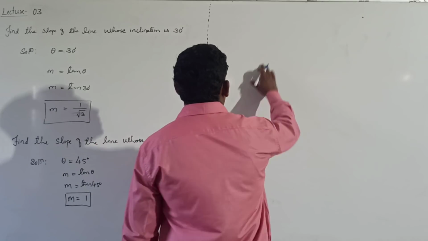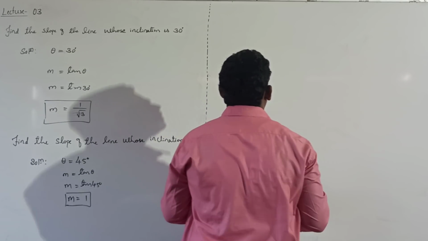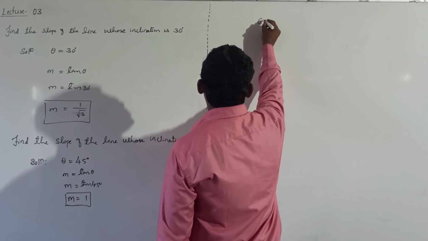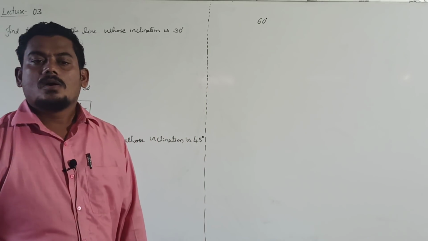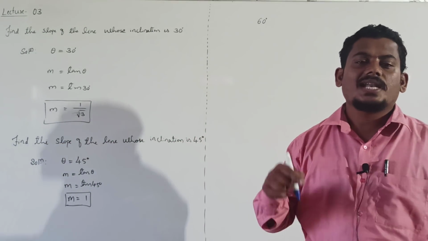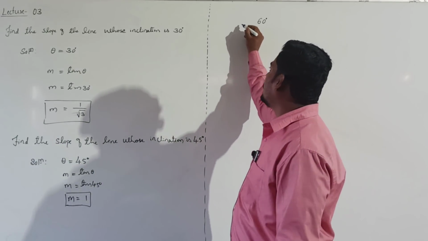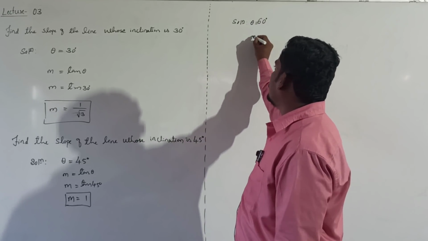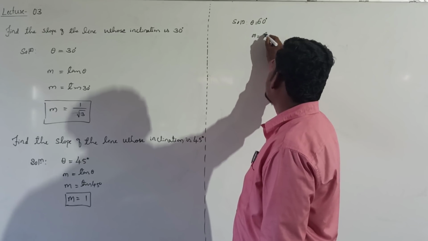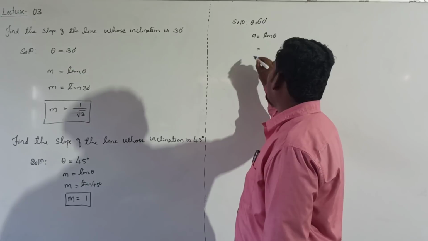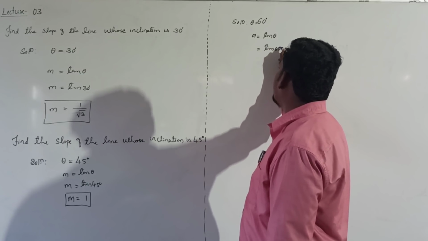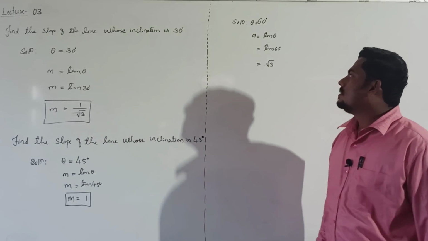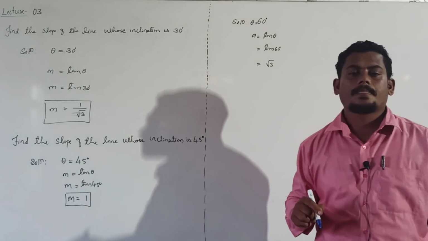Next question, find the slope of the line whose inclination is 60 degree. Inclination means theta value, right? Theta is equal to 60 degree. Then we need slope. Slope means tan theta value. M is small m value. Small m is equal to tan 60 degree. Already you know tan 60 value, that is root 3, right? Root 3 is the slope of the given line.